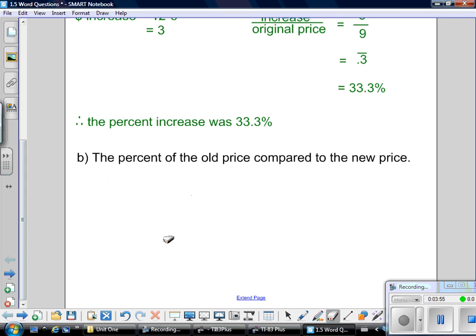Part B says this time the percent of the old price compared to the new price. So we're comparing the old price to the new price. Again, old price to new price. Well, the old price was $9. The new price is $12. And again, just like we did with our last question, we're going to divide these in order to make it into a decimal, which would be 0.75.